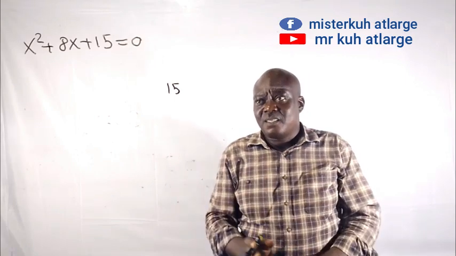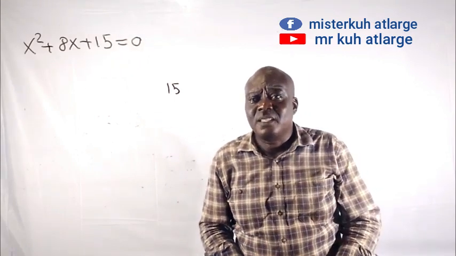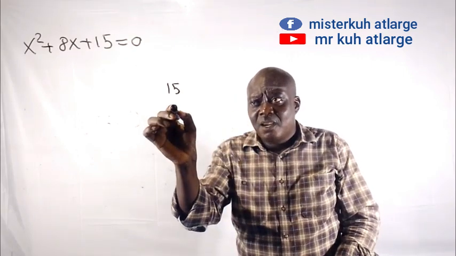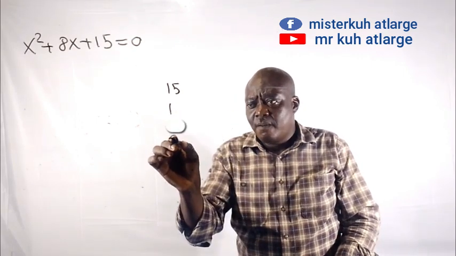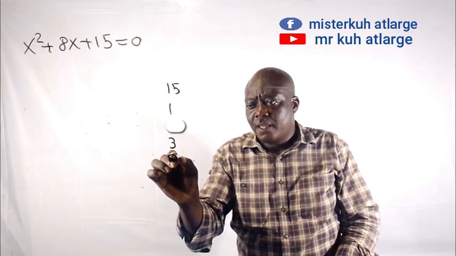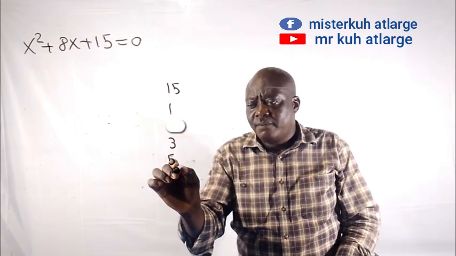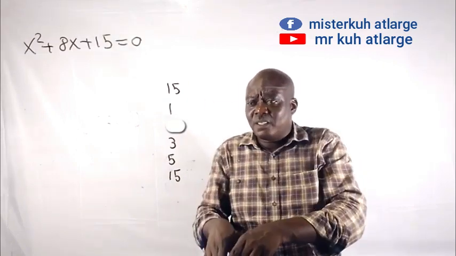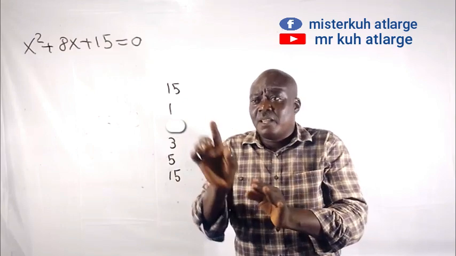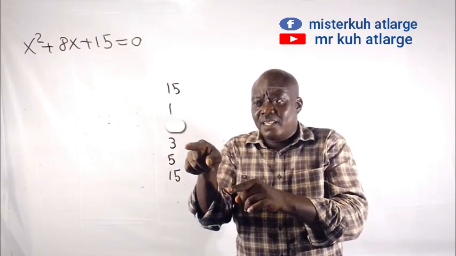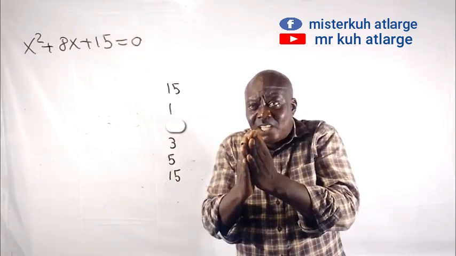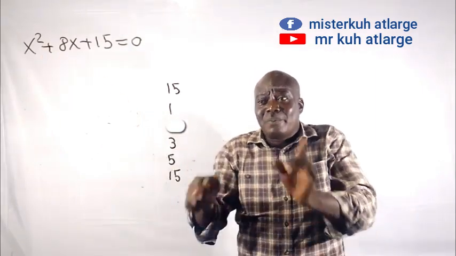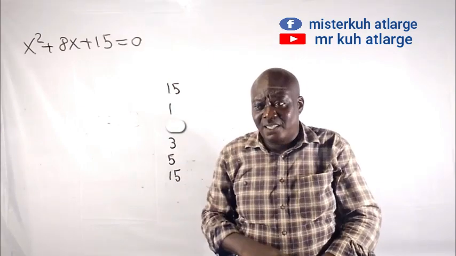What would be the factors of 15? Numbers that can enter 15 without remainder. The numbers are 1, 3, 5, and 15 itself. So what you're expected to do is use your genius. Pick 1 or 2 numbers here which, if you add, will give you the one in the middle, which is 8, and if you multiply them, will give you the constant, which is 15.